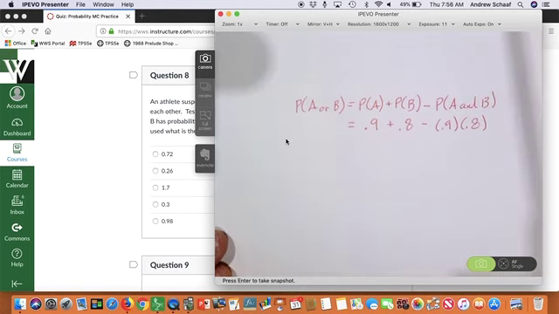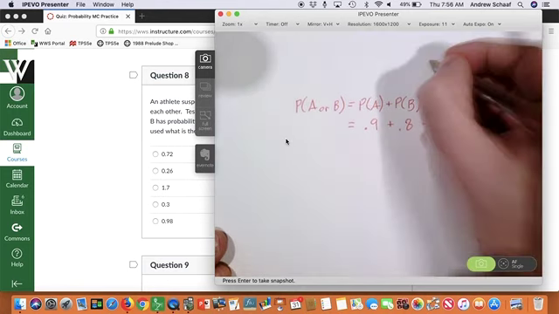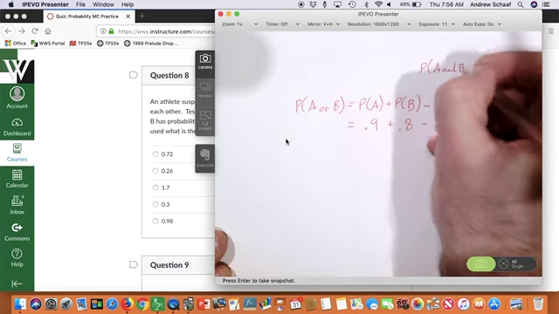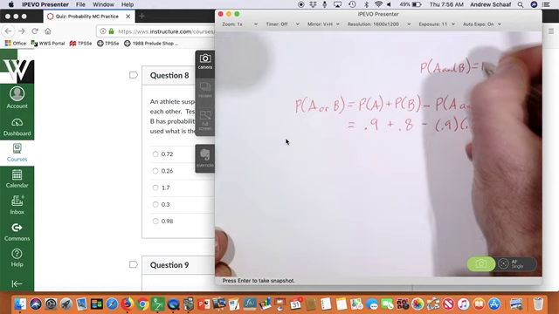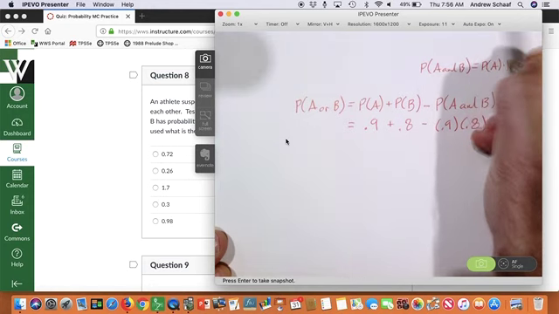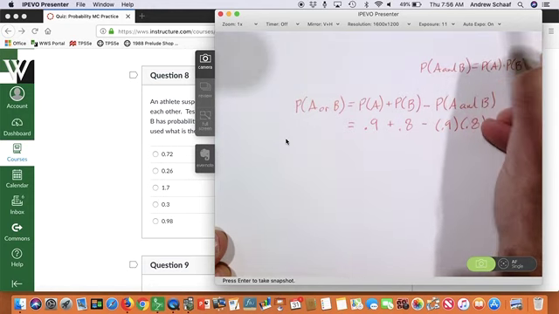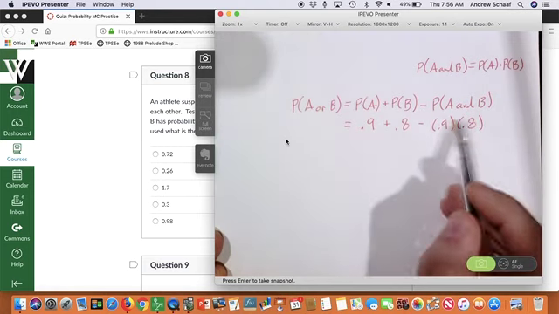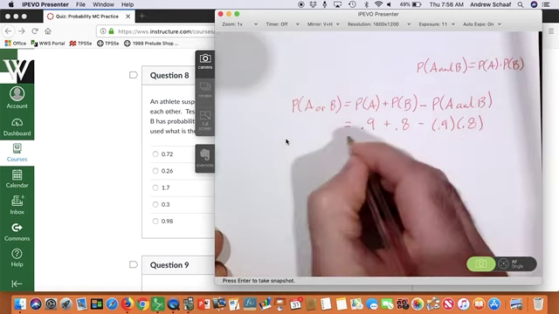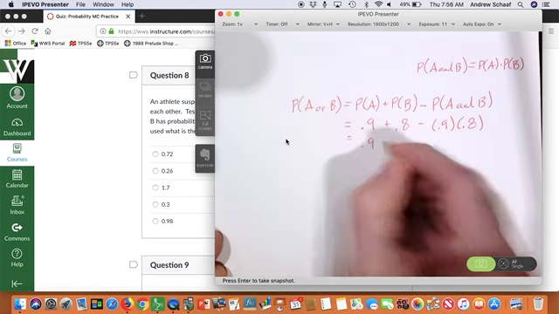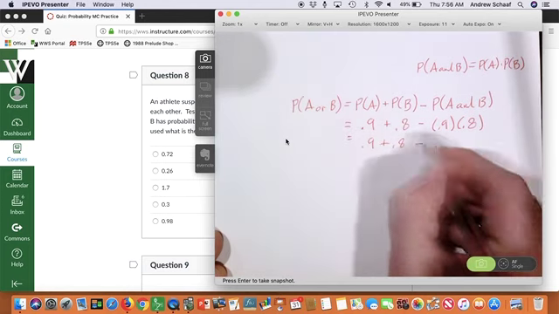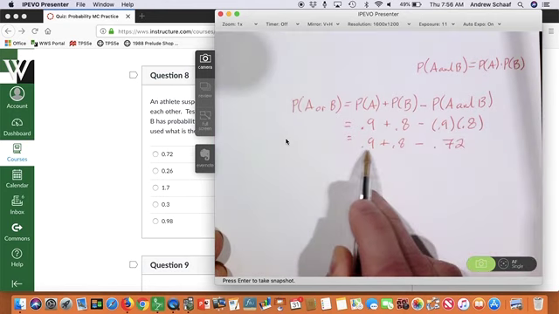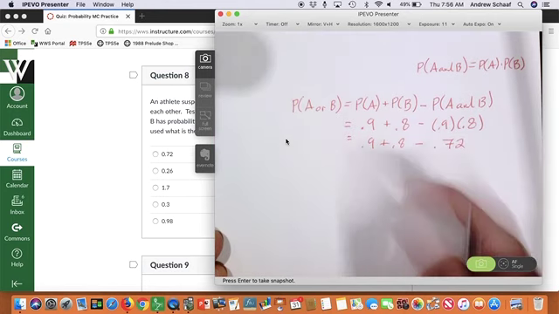So remember, when events are independent, the probability of A and B is simply the probability of A times the probability of B. So I can take advantage of that shortcut to find this probability here. So I have 0.9 plus 0.8 minus 0.72. This is 1.7 minus 0.72.